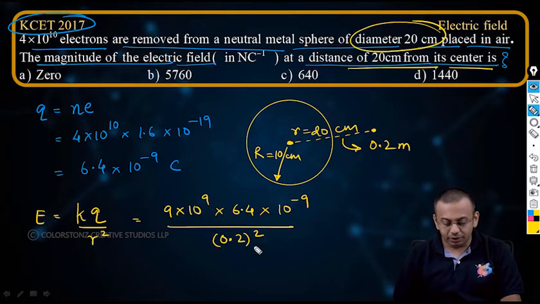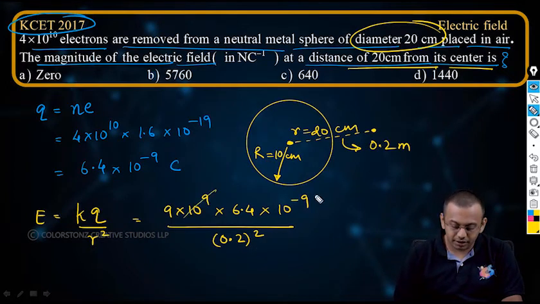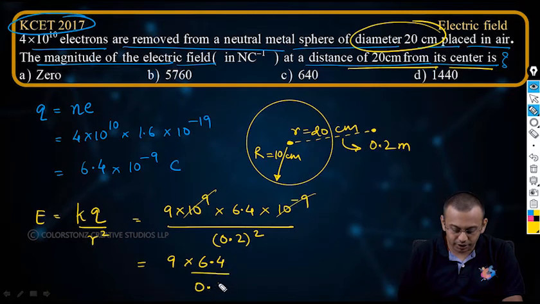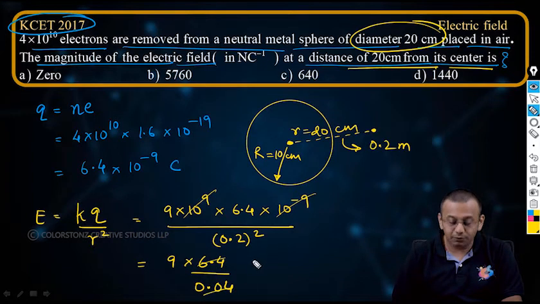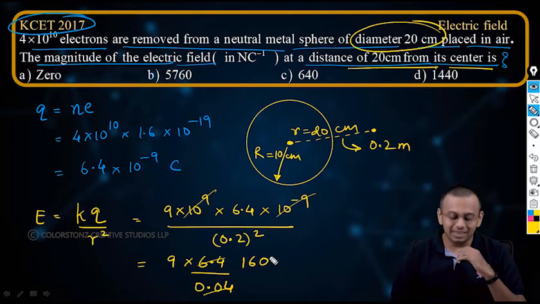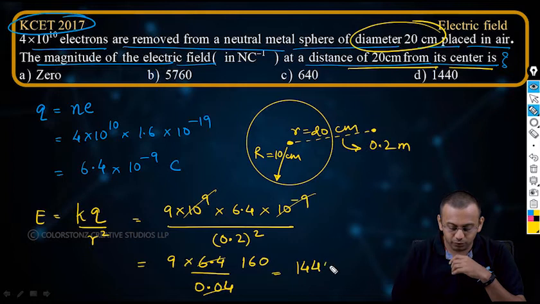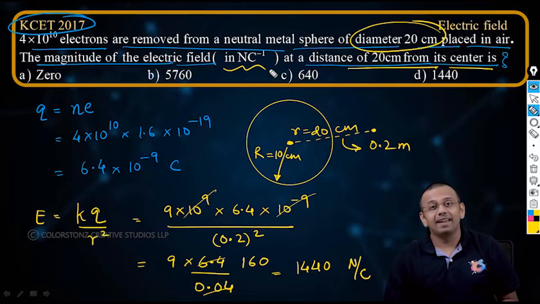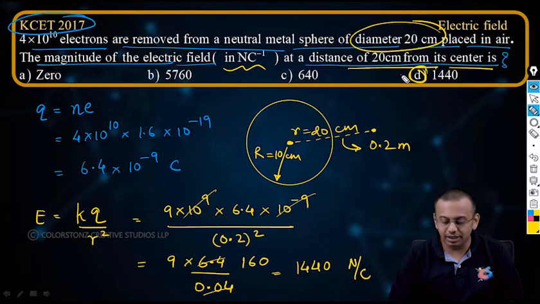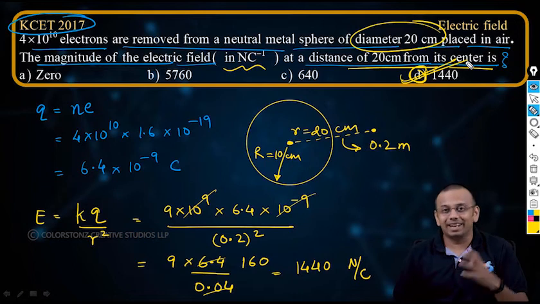Simplify this. This will become 0.04, and the 10 to the power 9 and 10 to the power minus 9 get cancelled. So we have 9 into 6.4 upon 0.04, which can be written as 640 upon 4, which will become 160. So 160 into 9 gives me 1440. Unit is, of course, Newton per Coulomb, SI unit. And we can see it matches with option D. And that will be the correct answer.